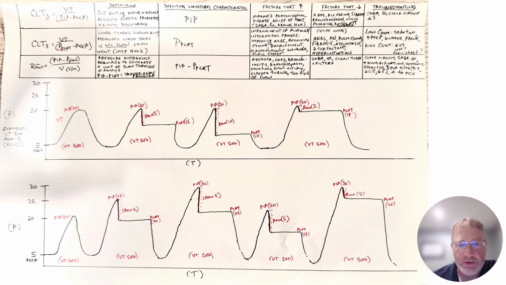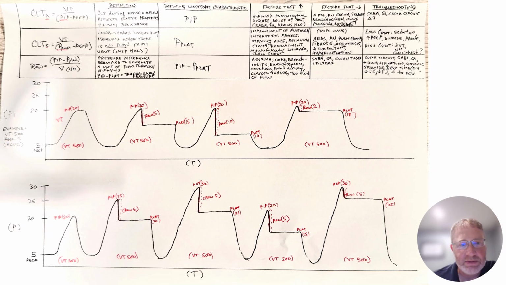Let's do another one. PIP of 20, plat of 10, with a tidal volume of 500. So what that means is, the PIP stayed the same. If the PIP stays the same, then the dynamic compliance stays the same. If the difference between the PIP and the plat increases, that means that the resistance increases. So here we've got a difference of 10, so we've got an increase in airway resistance, or some sort of resistance, okay? And the plat of 10, that is your static compliance.